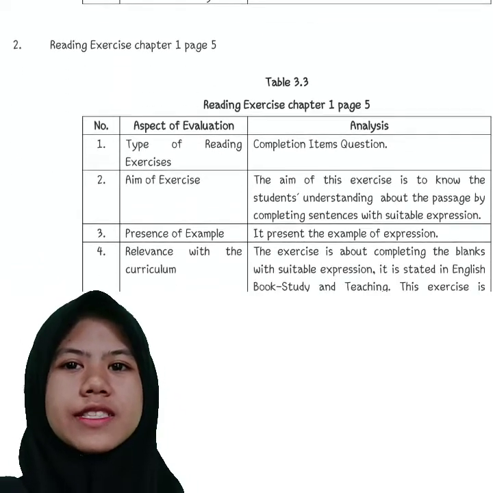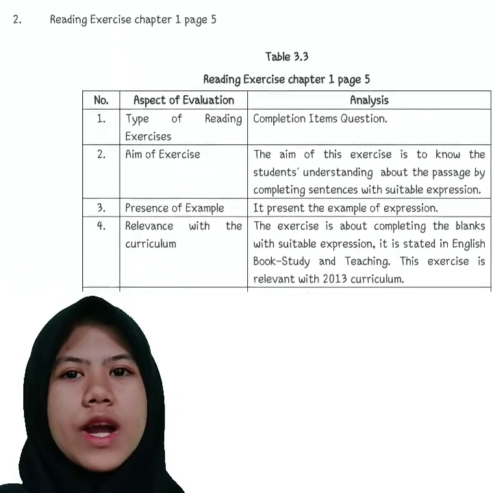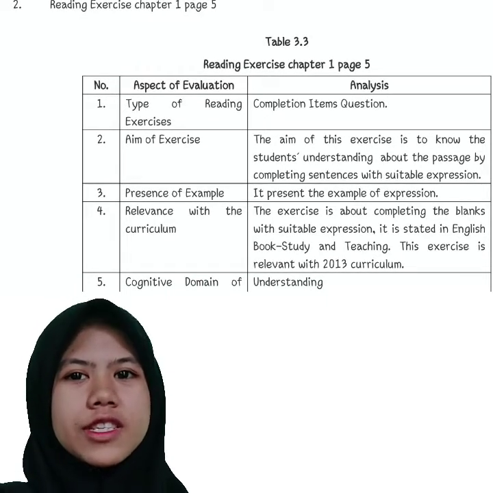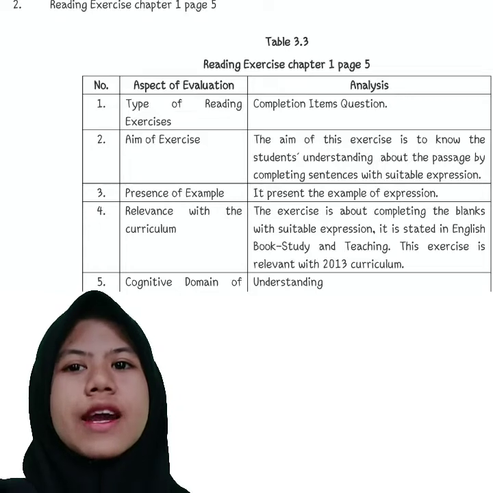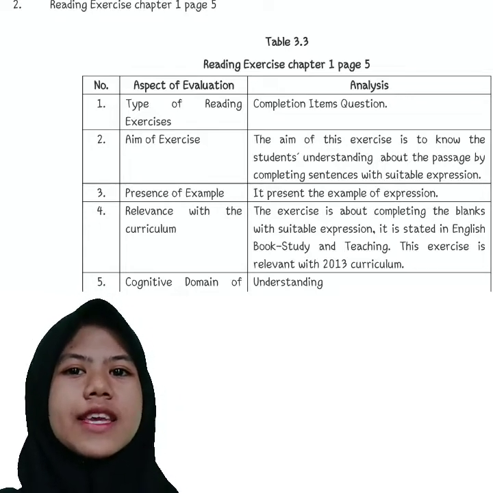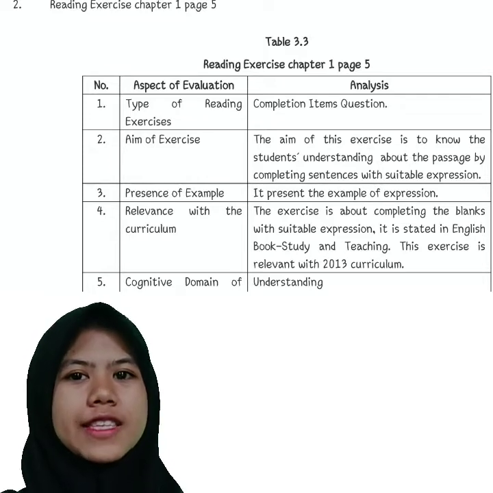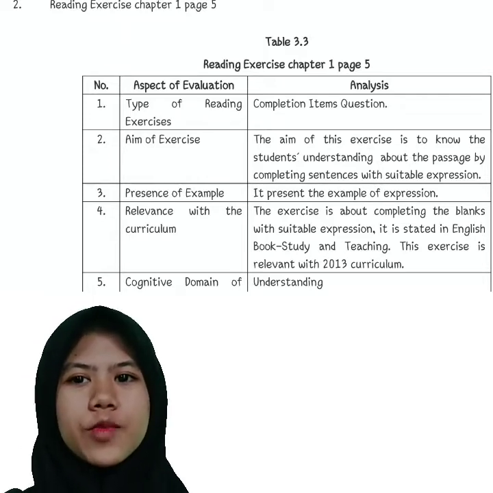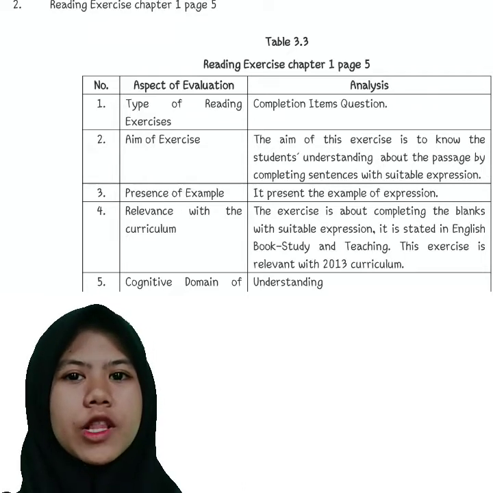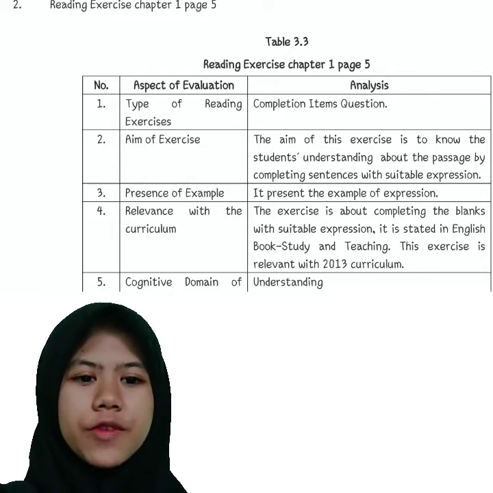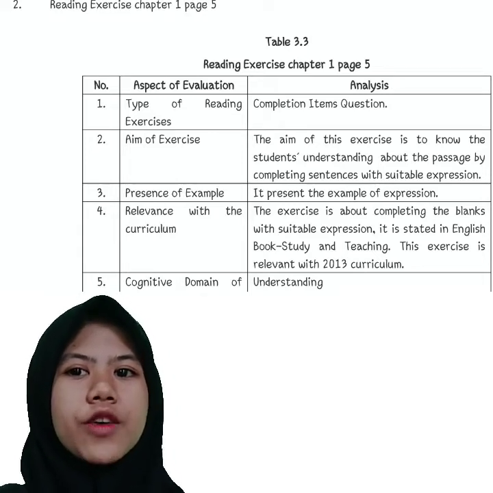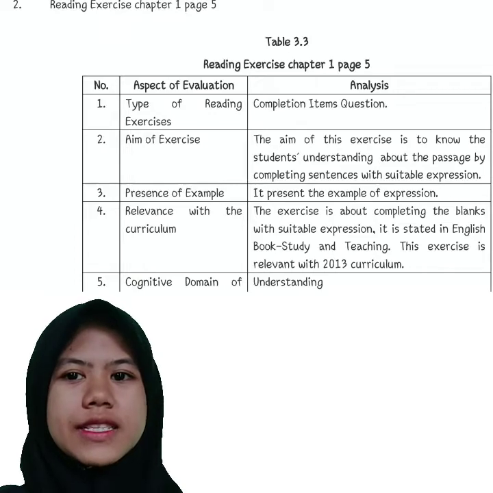Okay, the second reading exercise we can find in chapter 1, page 5. This exercise is included in completion items question, and the aim of this exercise is to know the student's understanding about the passage of completing sentence with suitable expression. In this exercise, it presents the example of the expression, and it is relevant with the curriculum 13. And the cognitive domain of Bloom taxonomy here is understanding.